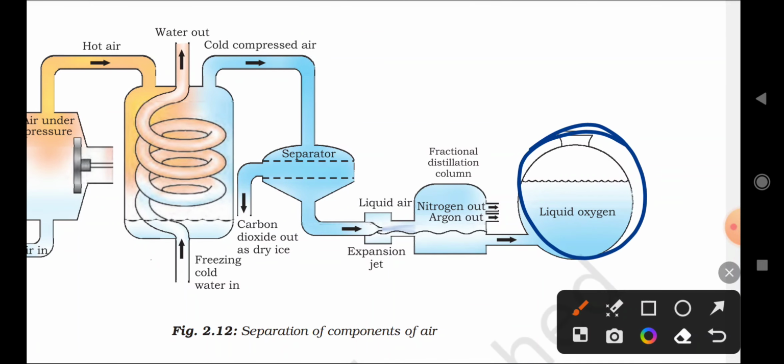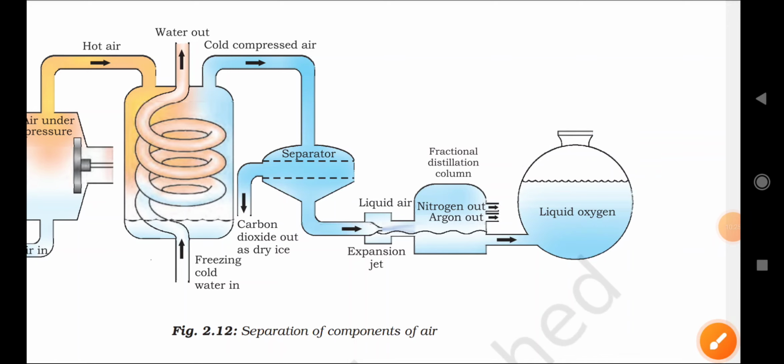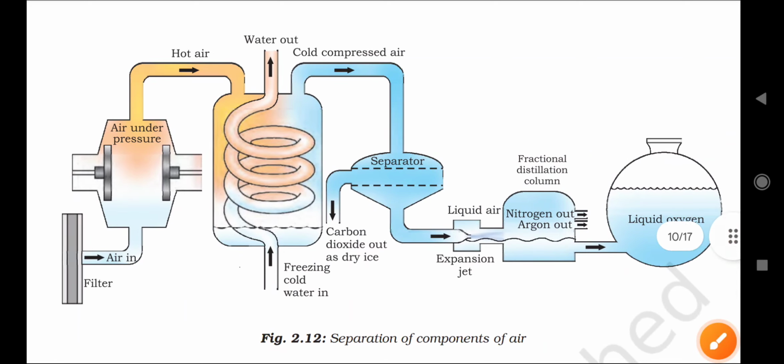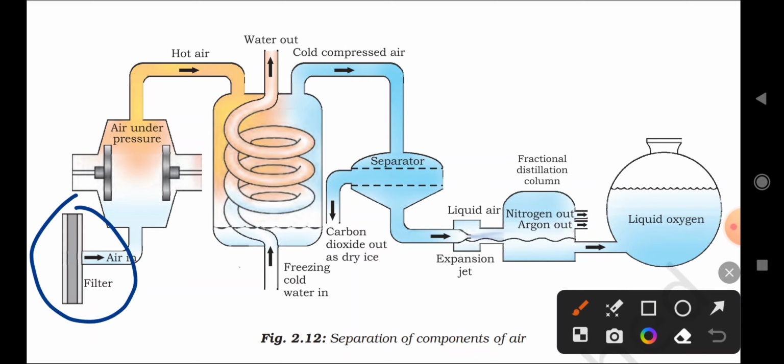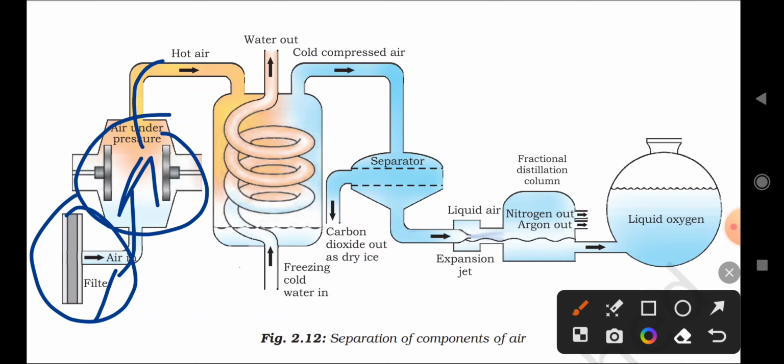So by this method we can easily separate oxygen from the air, right? How? Again we'll repeat in a short way. First we take the air, filter it, and pass it through the region of high pressure. The high pressure is applied on the mixture of air, and the air becomes very hot, and the hot air passes through the water cooler section.